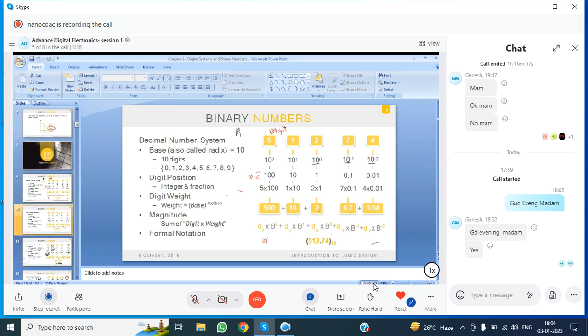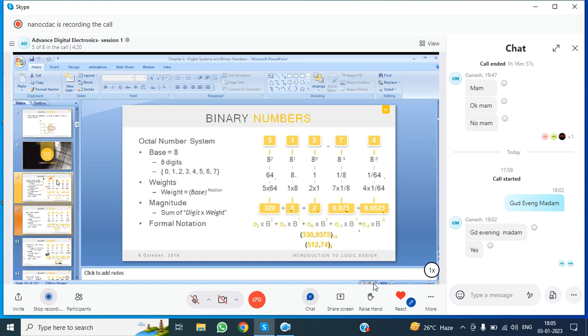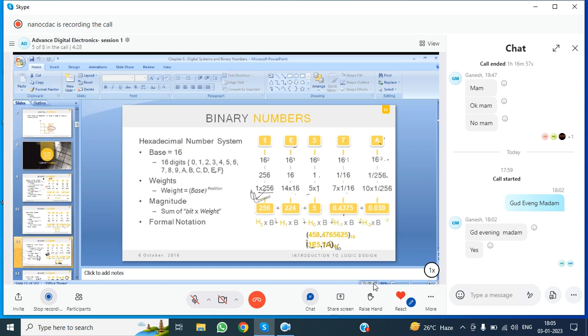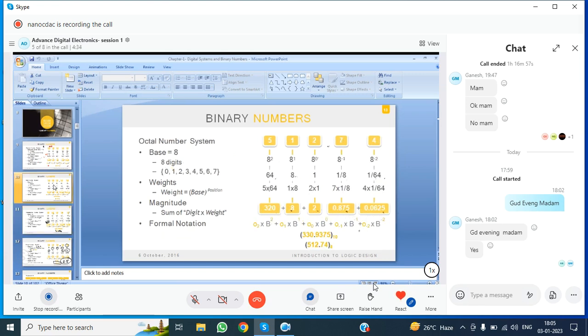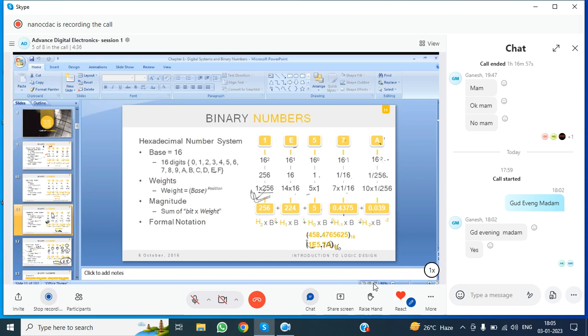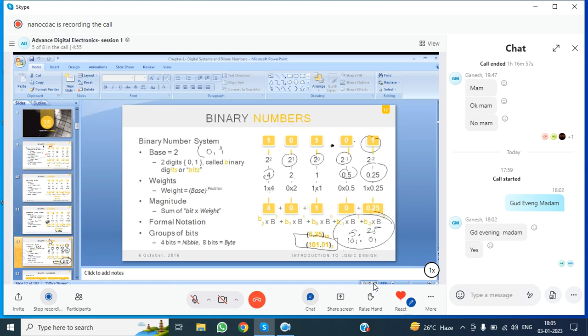What else have we seen? Next, the octal number system, where the base is 8. Then the hexadecimal number system, where the base is 16. The digits are 0 to 9 as usual, and after 9, A to F. A represents 10, and similarly F represents the value 15.